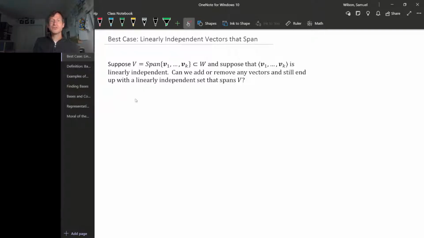Okay, so first of all, suppose we remove a vector. Suppose that we remove the last one, say. We need to ask ourselves two questions. Is this collection, I should be using curly brackets here, if we throw away one of the vectors, is the resulting collection of vectors linearly independent?